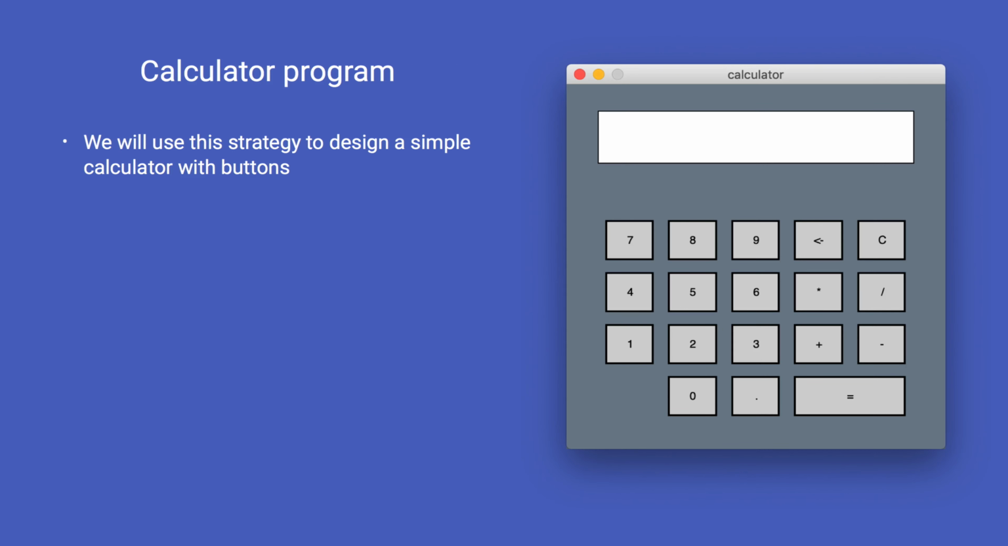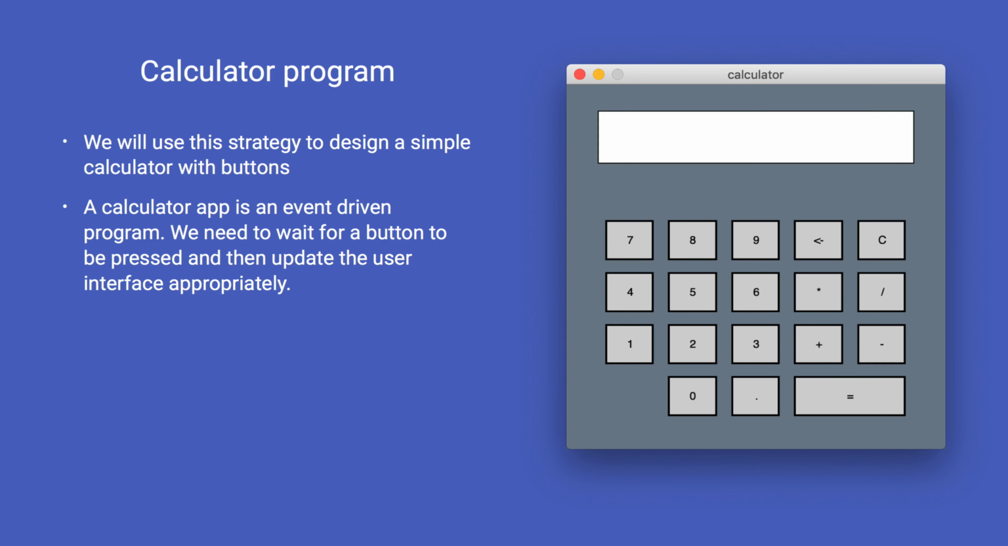Here is what we want our calculator to look like. We will use the strategy of encapsulating all the data for it in a class and use methods for each subtask. A calculator app is an event-driven program. It waits for the user to press a button and then updates the display based on the button that was pressed. This process is then repeated.